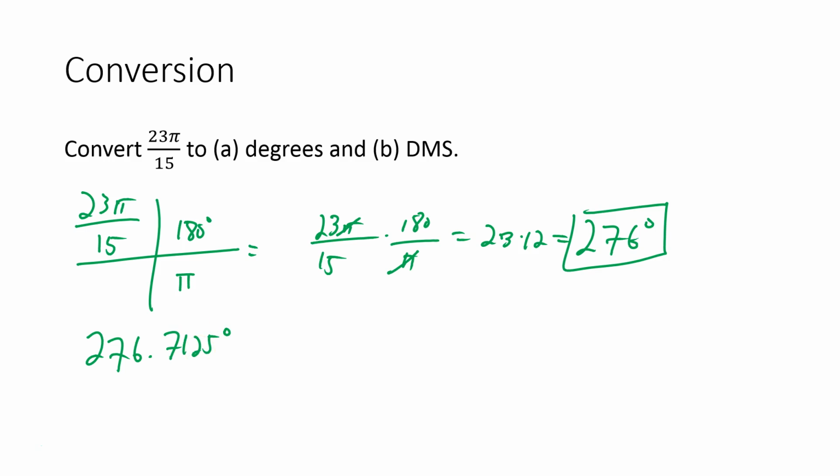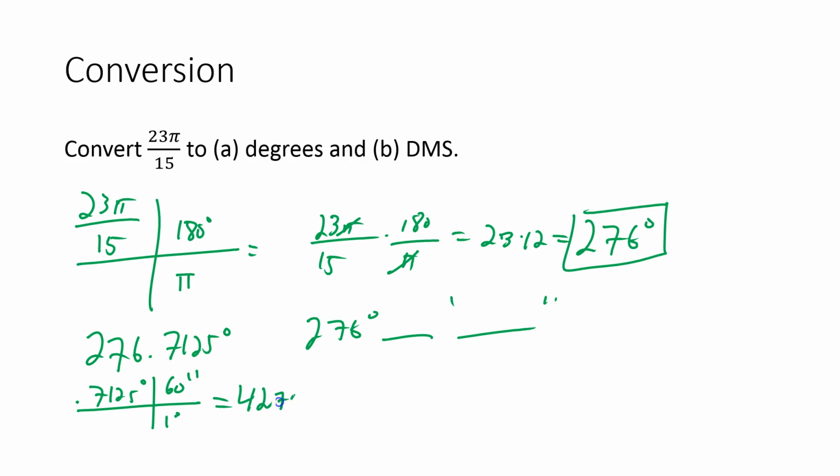So what we're going to do is put that into our box. The 276, we know we have 276 degrees. We need to know how many minutes and how many seconds. So we'll start with the 0.7125 degrees. And we know that 1 degree, put that on the bottom because we want it to cancel, is worth 60 minutes. So let's see how many minutes we have. We do 0.7125 times 60, and I get 42.75. So that means we have 42 minutes, and then we have 0.75 minutes left. 1 minute is 60 seconds.